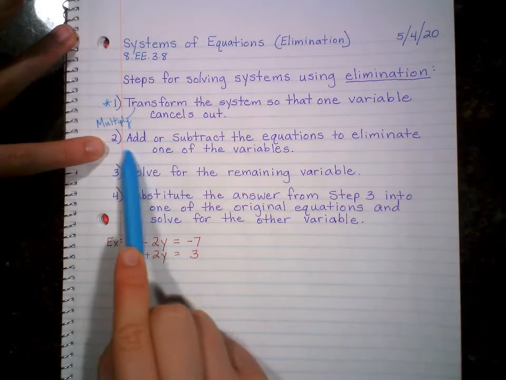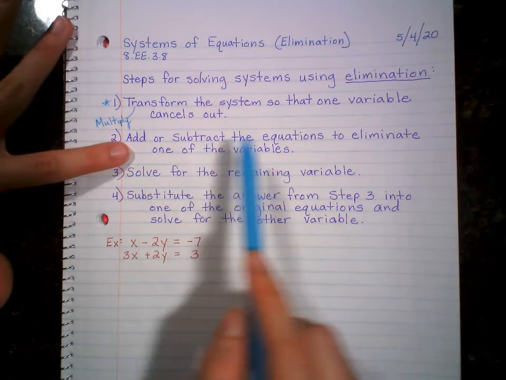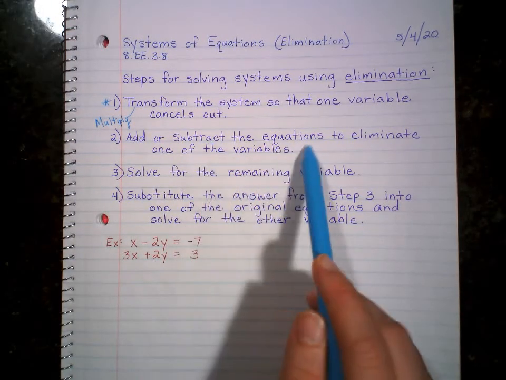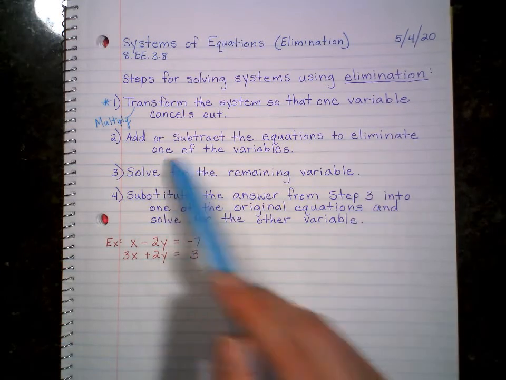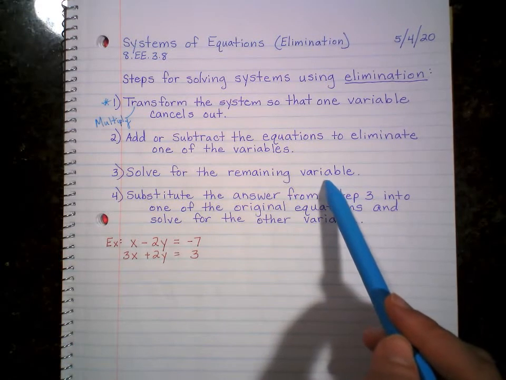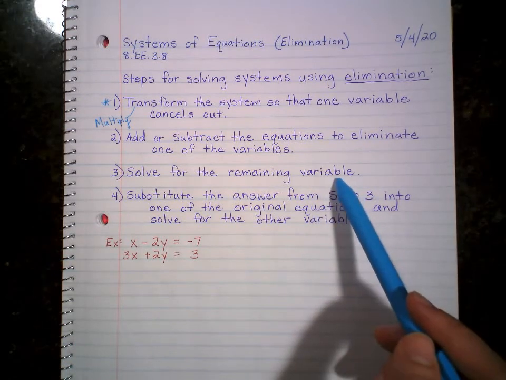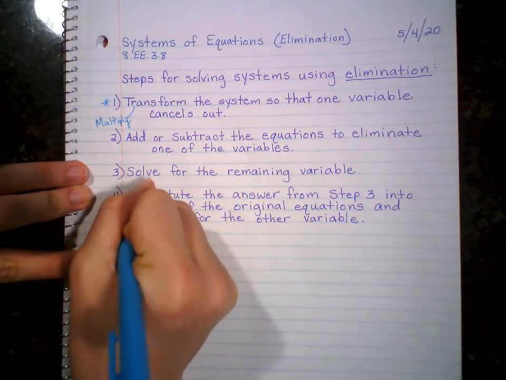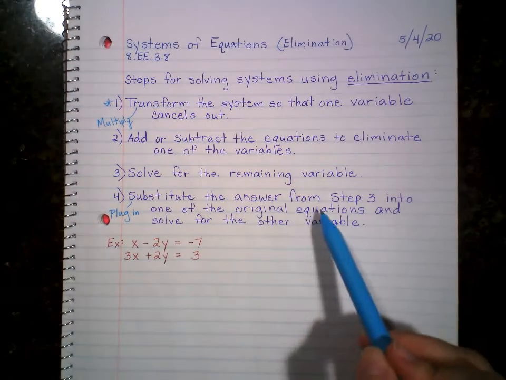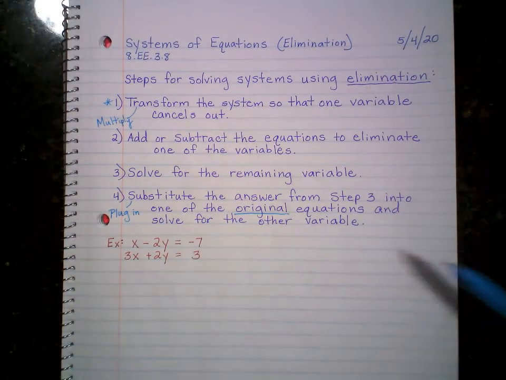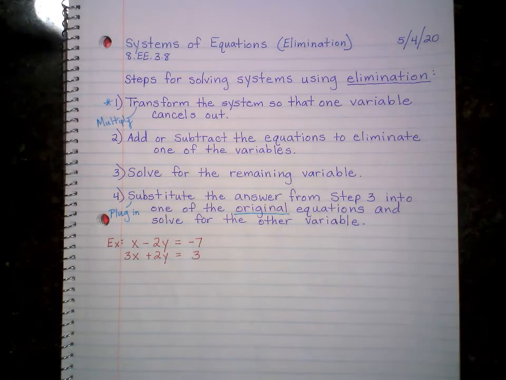Step 2, add or subtract. Sometimes adding is going to work, sometimes subtracting is going to work. You'll see. Add or subtract the equations to eliminate, to cancel out one of the variables. Then we solve for the remaining variable, like we'll solve for x or solve for y. And then we'll substitute, which just means plug in the answer from step 3 into one of the original equations. We'll come back to that. And solve for the other variable. So you might read this and you're like, Miss Fry, what the heck are you talking about? I have no idea what this even means.